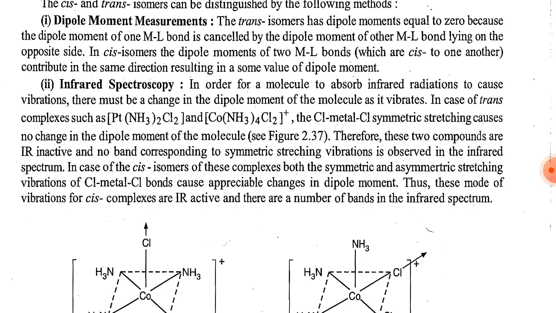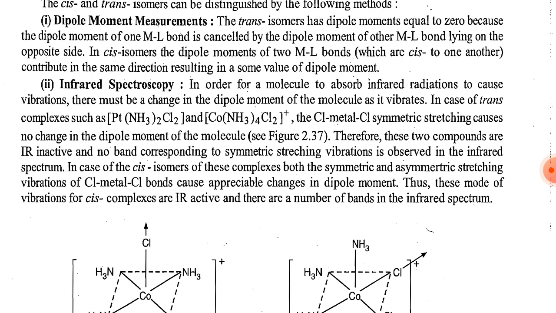In the case of the cis form complex, both the symmetric and asymmetric stretching vibrations of the Cl-metal-Cl bond cause appreciable changes in dipole moment. If we keep a cis isomer complex in the presence of IR radiation, there are two types of stretching vibration, symmetric and asymmetric, of the Cl-metal-Cl bond, and both will make changes in the dipole moment.